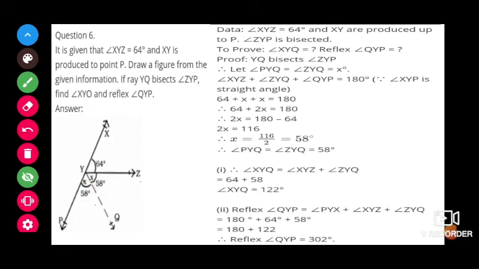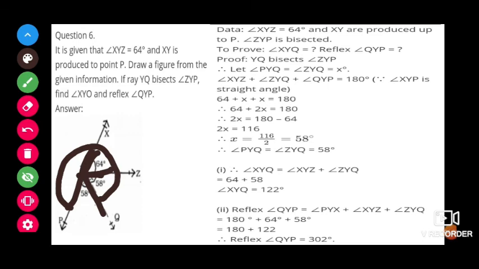Next, one more they are asking: reflex angle QYP. Where is Q? Here is Q, Y is here, and P. Actually, children, we could take QYP as this angle, but they are saying reflex. Reflex means we have to take it from the back side, this side. So this is the angle we have to find. QYP is the combination of PYX, a straight line, and XYZ, this angle, and ZYQ, this angle.